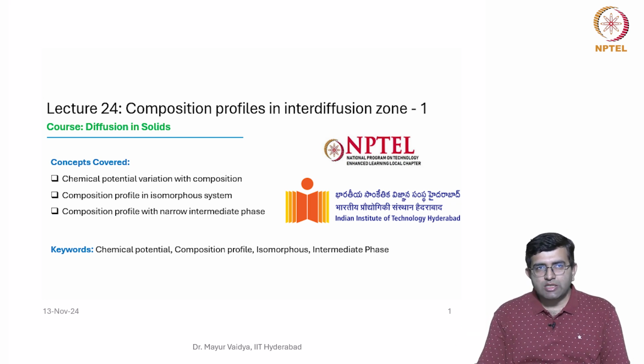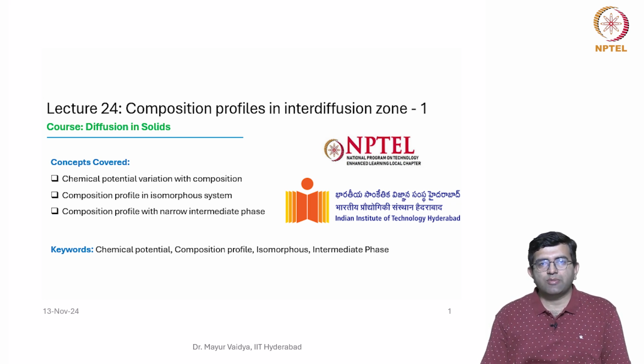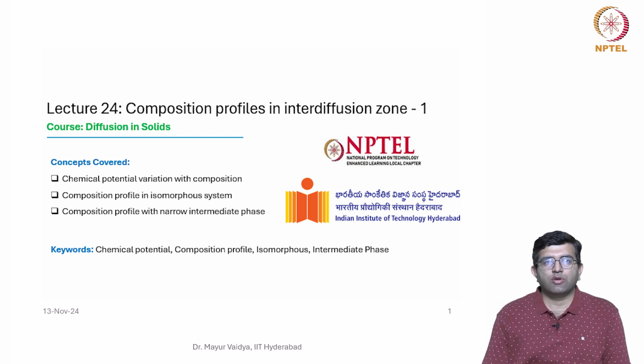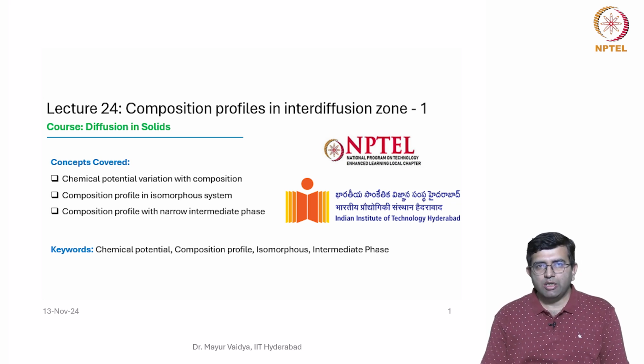So these are the concepts covered. We also have to understand the chemical potential variation. This concept we introduced in lecture 11. Then we will take two examples in this lecture, one of an isomorphous system, one with a narrow intermediate phase, and if possible we will also go to the wide intermediate phase regions. These are some keywords. So let me start.